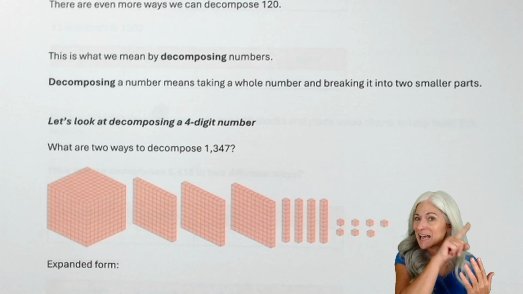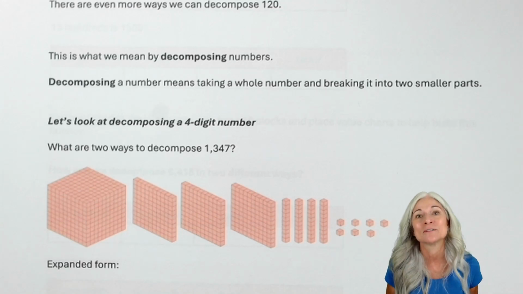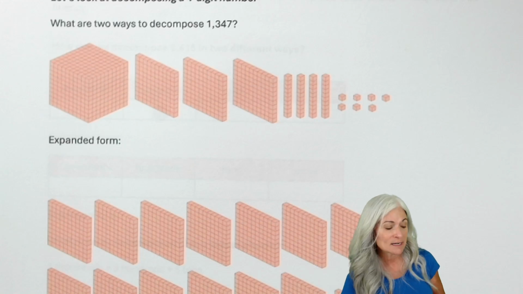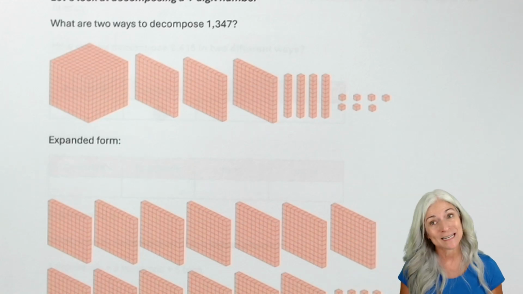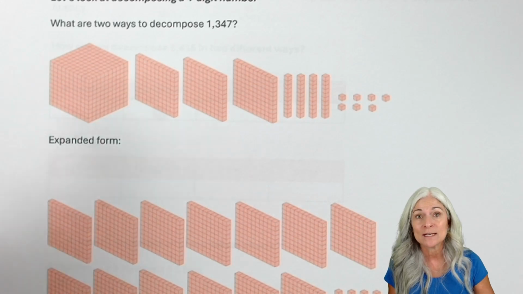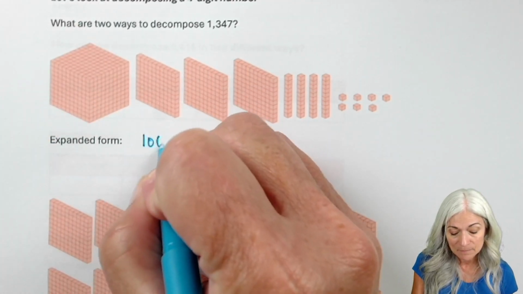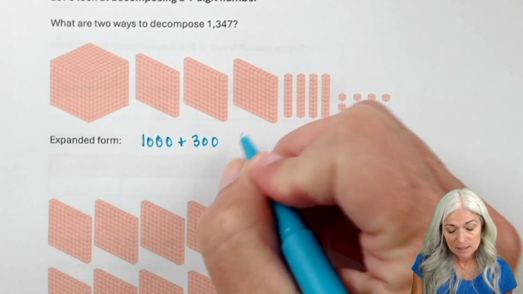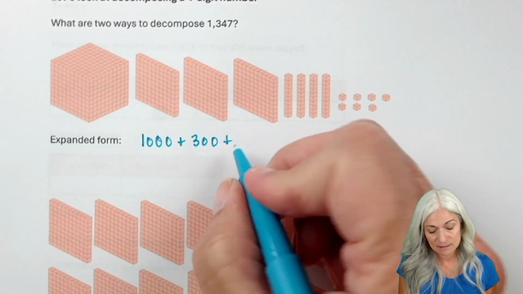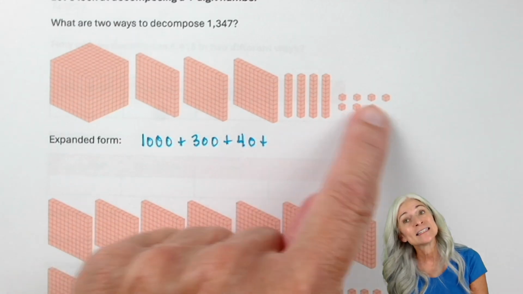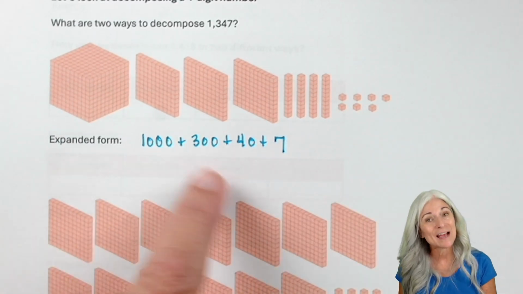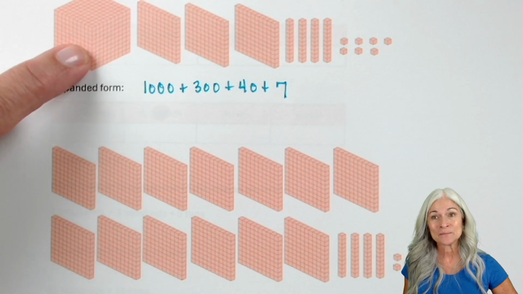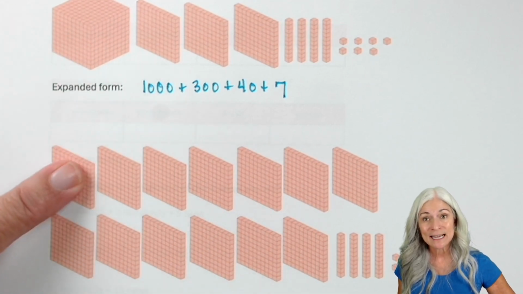Third grade, we're just adding on one more digit. Now they're going to be decomposing four-digit numbers. So let's look at this. What are two different ways to decompose 1,347? And we could do it like we did in lesson 1. 1,000 here plus the 300s, so plus 300, plus 4 tens, so that's 40, plus 7 ones, so that's 7, 1,347.